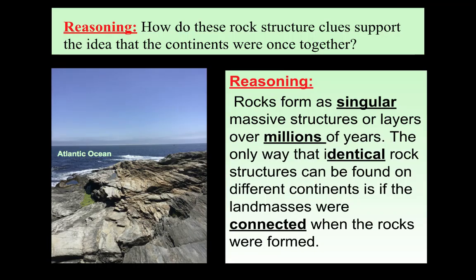So let's wrap up the rock evidence. How do these rock structures and clues support the idea that continents were together? Well, guys, rocks only form as singular massive structures or layers over millions of years. The only way that identical rock structures can be found on different continents is if those land masses were connected when the rocks were formed.